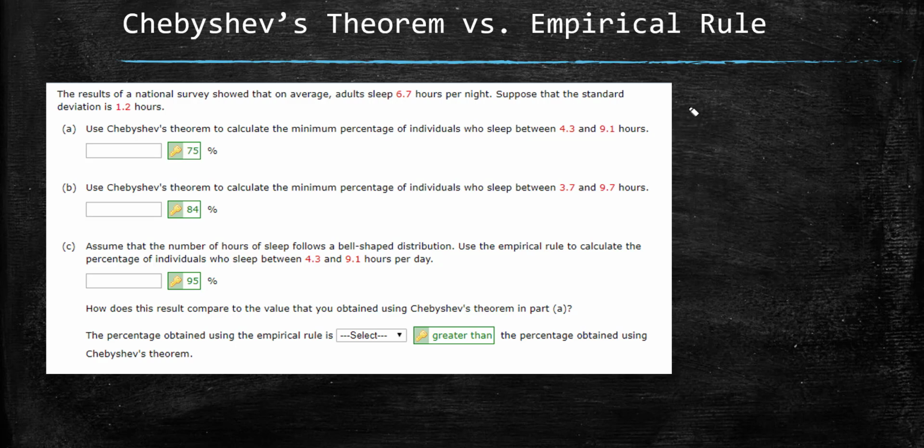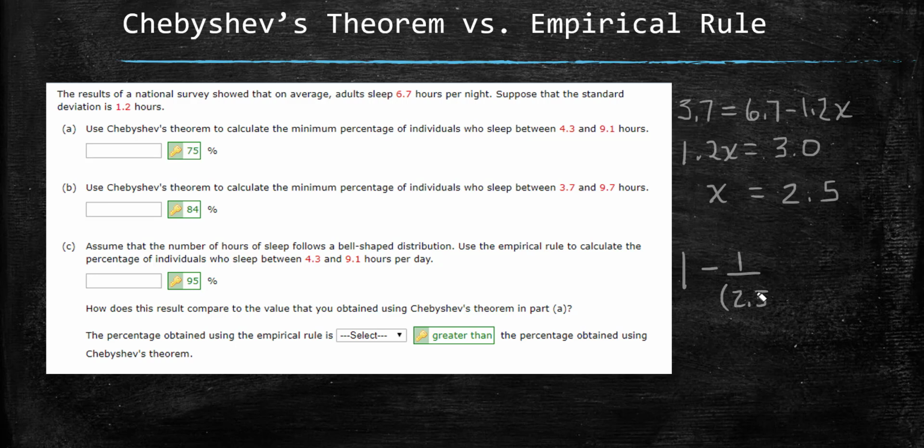So I only need to do one of these, meaning I want to know how they got 3.7 out of 6.7 minus how many standard deviations. Of course I can move the 1.2x to this side and subtract 3.7. In other words, I did 6.7 minus 3.7, and now I divide that by 1.2, and I get 2.5. So I use my formula, 1 minus 1 over 2.5 squared. I throw that in my calculator, and you will see you get 0.84. So that gives me that value right there.